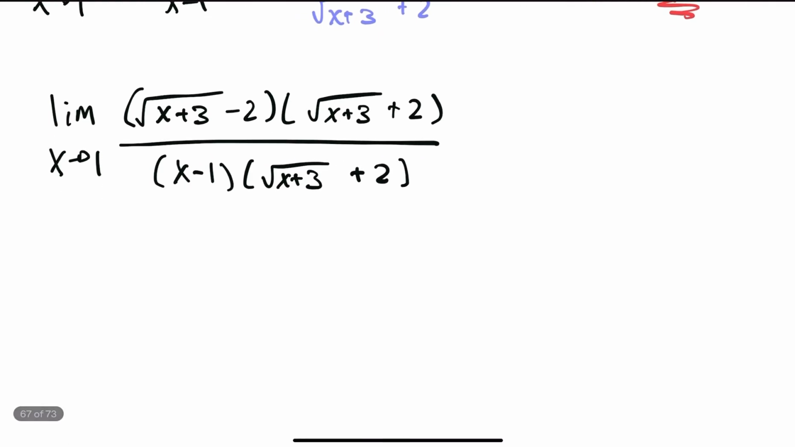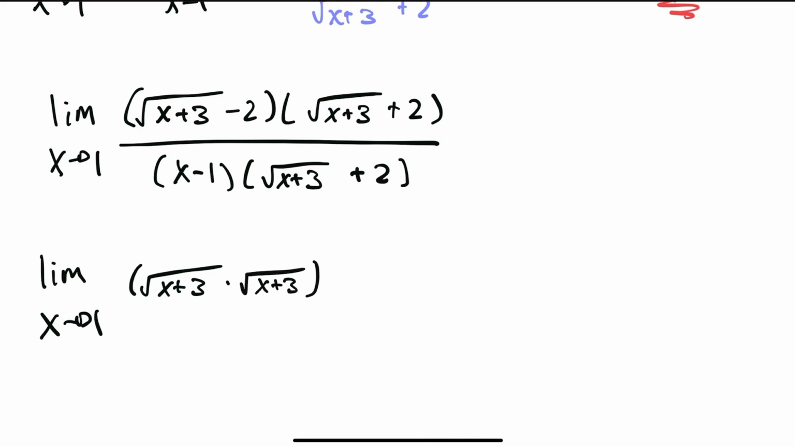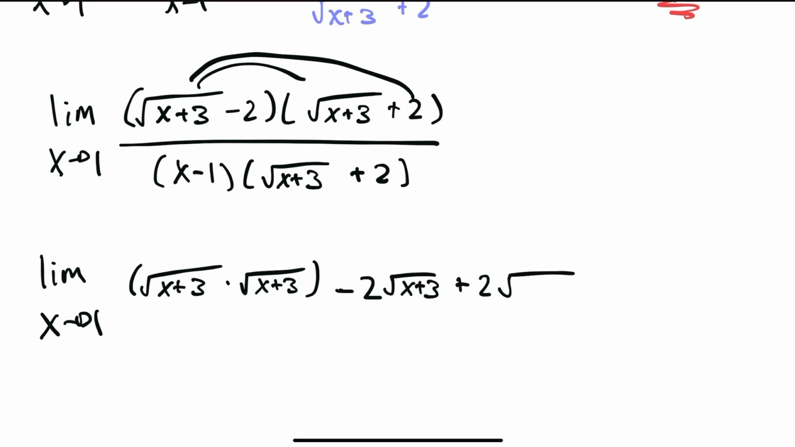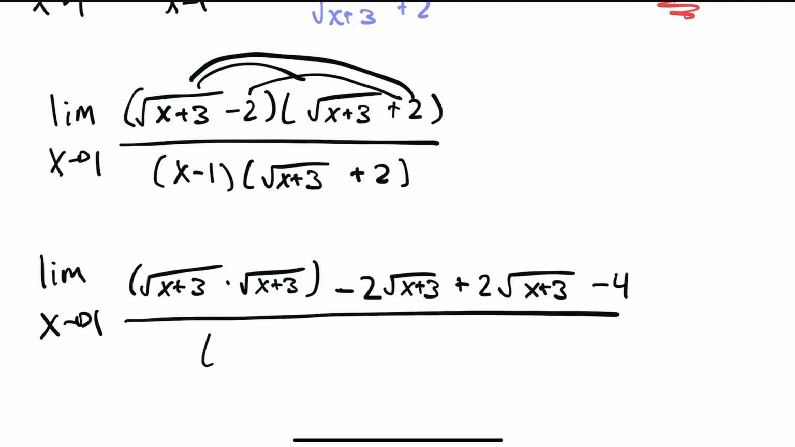So now working this out, we're going to distribute in the numerator. So in the numerator, we're going to have the limit as x is approaching 1 of the square root of x plus 3 times the square root of x plus 3, because we distribute here, and then we have minus 2 times the square root of x plus 3 plus 2 times the square root of x plus 3, and then negative 2 times 2 will be minus 4, all divided by x minus 1 times the square root of x plus 3 plus 2.